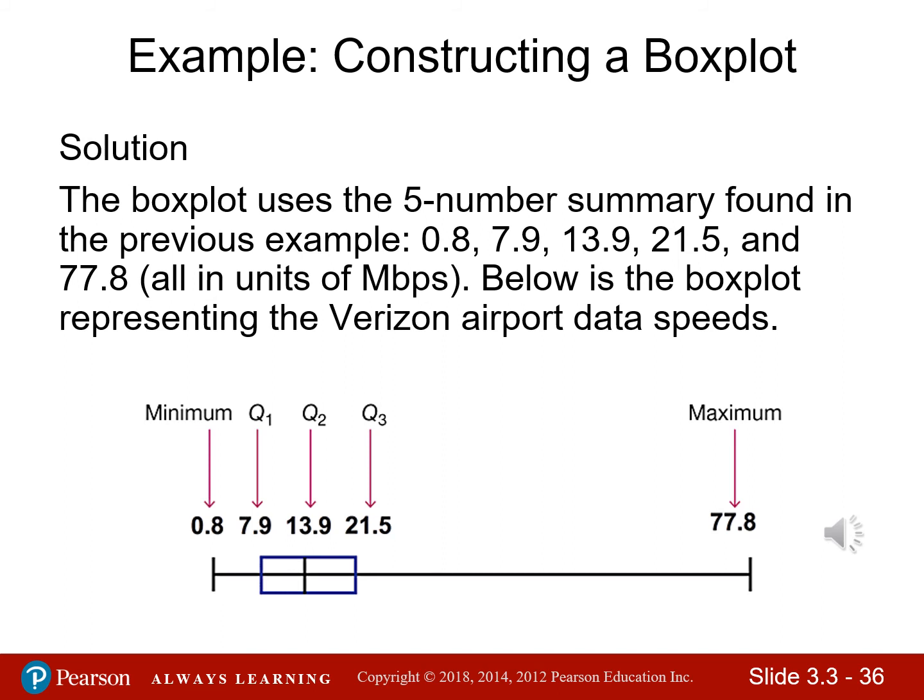The first step is to draw a line that extends from 0.8 to 77.8. Those are our minimum and maximum values. Then we draw a rectangle across that line that extends from our first quartile to our third quartile. So on our number line, we'll draw a rectangle that goes from 7.9 to 21.5. And finally, we'll draw a line through the rectangle that crosses that number line at 13.9, where our median is. And this is everything you need to do to construct your box plot.